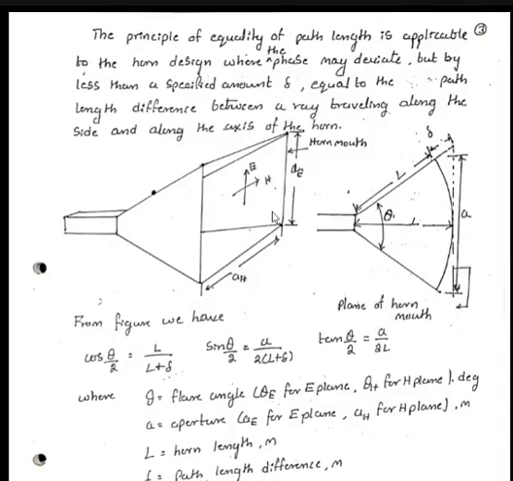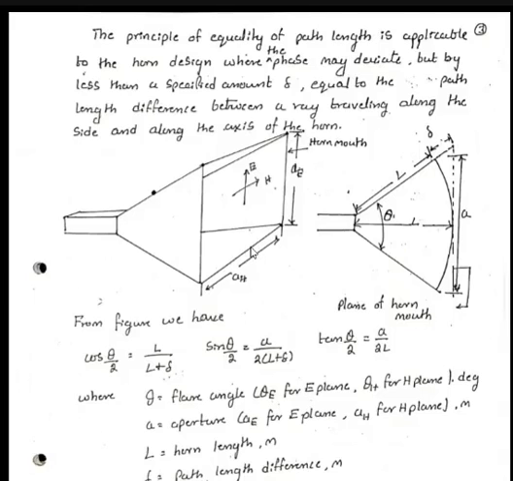In this particular topic, the horn antenna of pyramid shape, as we saw in the first figure, you can see the horn mouth here. This is AE, vertical, and AH, horizontal. These are the sides of the horn antenna.